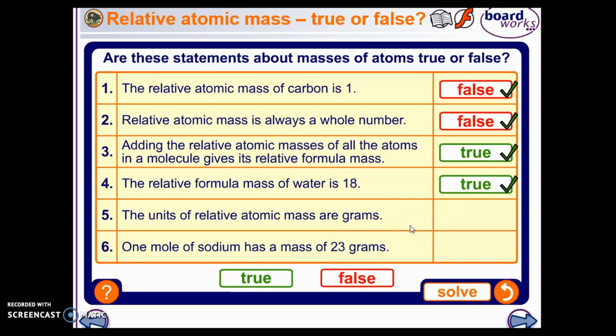The units of relative atomic mass are grams. The statement is false because relative atomic mass has no unit. 1 mole of sodium has a mass of 23 grams. You can refer to the answer from the periodic table, and yes, the answer is 23.